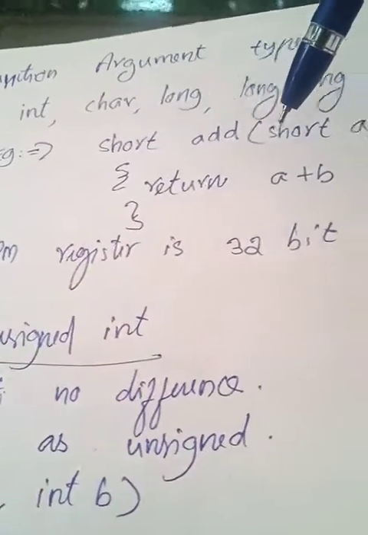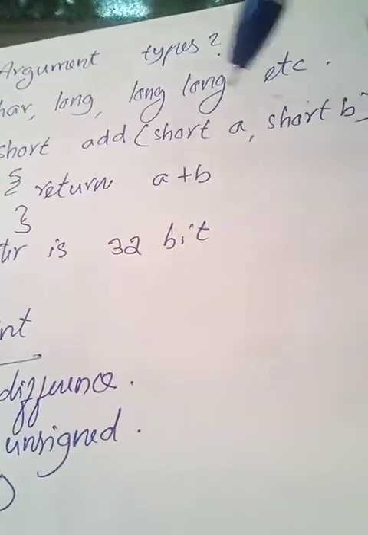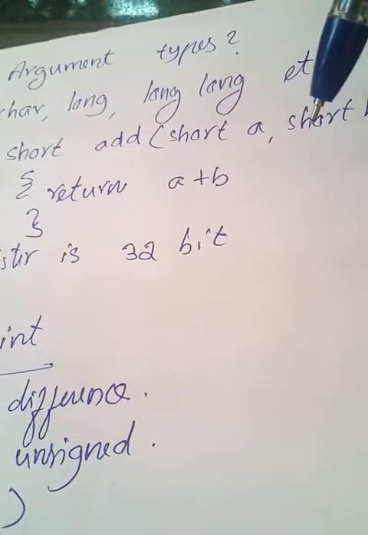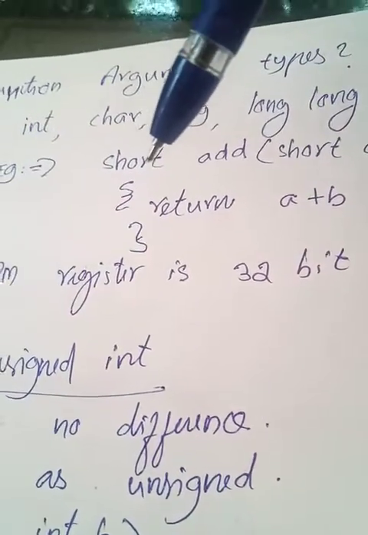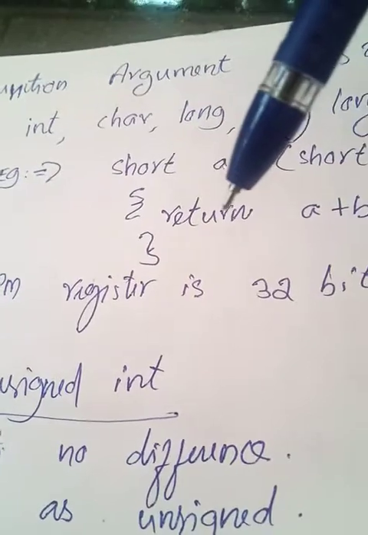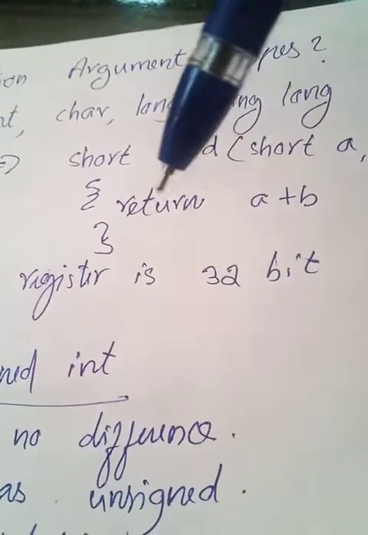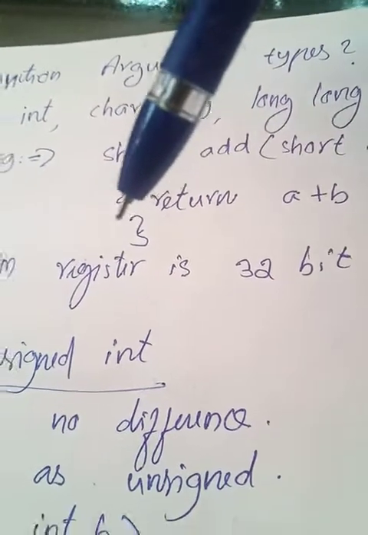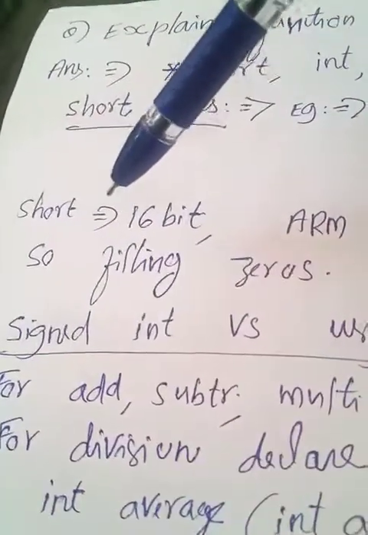short add(short a, short b). That means we are adding a comma b which are short type, and also the result should be short. Return a plus b. That is, we are finding a plus b, which is also short type, and returning to the main program. And short is 16-bit. You know short is 16-bit.